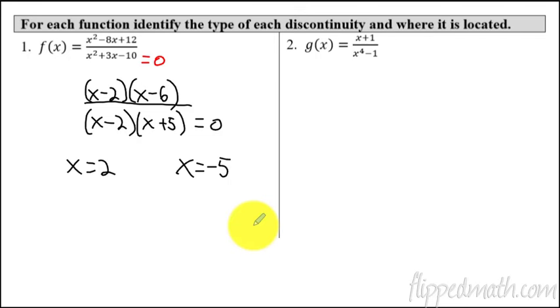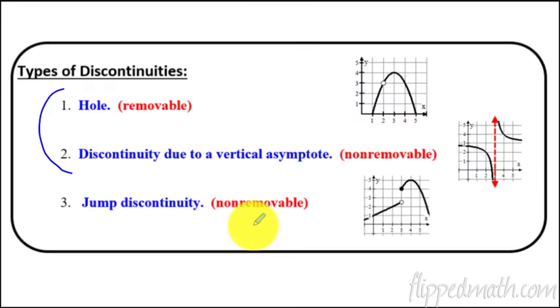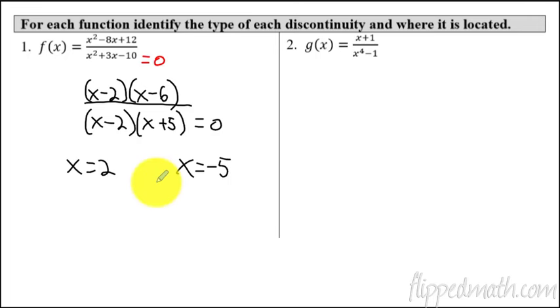Is it one of the three things that we talked about from before? Is it a hole? Is it a vertical asymptote? A jump discontinuity? Well, I'm telling you right now, none of these are going to be jump discontinuities, okay? Because we're ignoring that for this lesson. We're going to jump into those in the next lesson. So if the factor crosses out and cancels, it represents a hole in that case. So we have a hole at x equals 2.